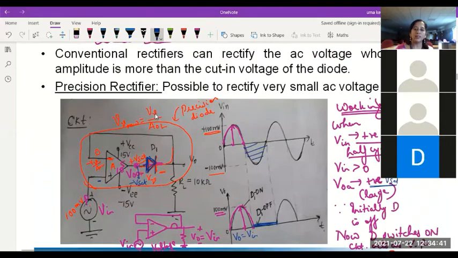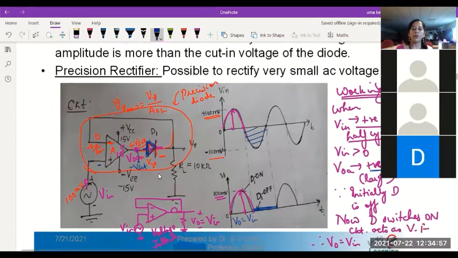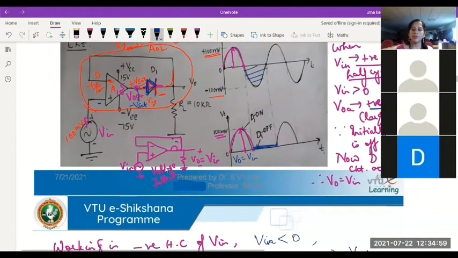So we see the cut-in voltage V gamma gets divided by the open loop gain of the op-amp, which is very large. Hence, it can rectify signals which are in microvolts also. Okay, so easily in millivolts. I hope all of you understood the working of a half-wave precision rectifier.